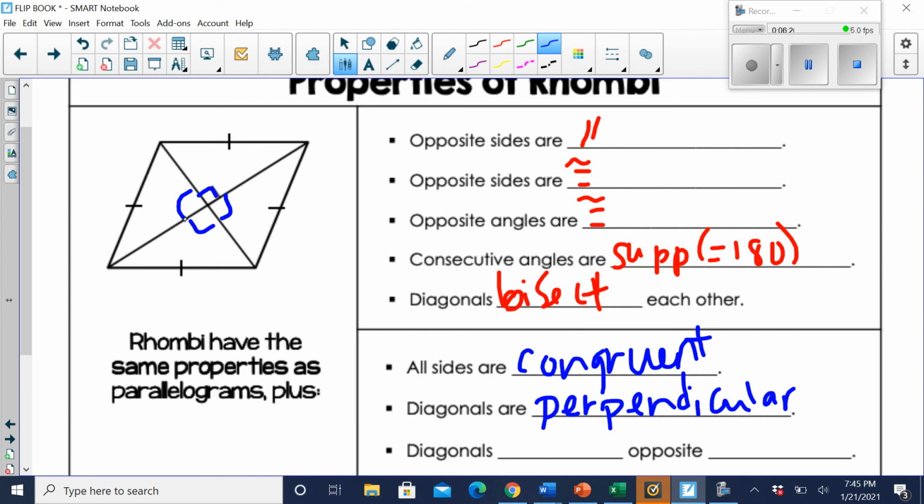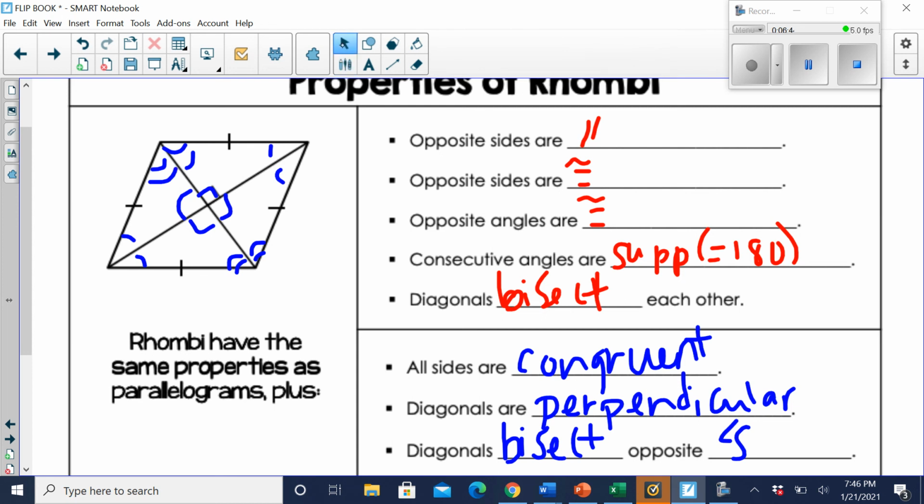The last one is that the diagonals bisect the angles, or on here it says the opposite angles. That means that these are going to be congruent and these will be congruent, and then I can mark 2 arcs on the other pieces and they'll be the same as these 2 angles over here. Okay, so applying those properties of a rhombus.